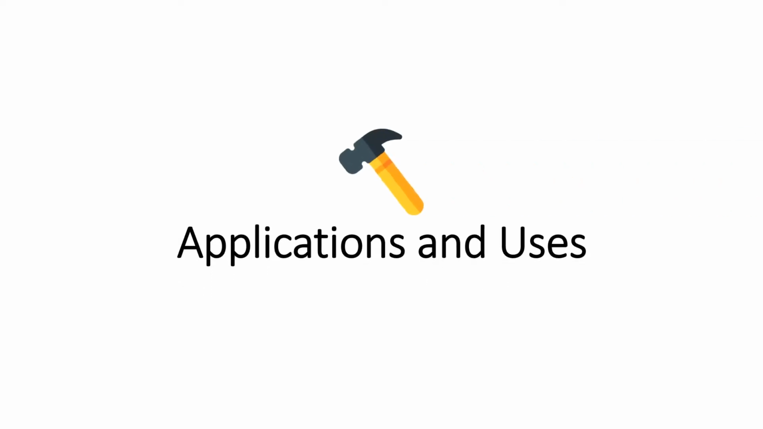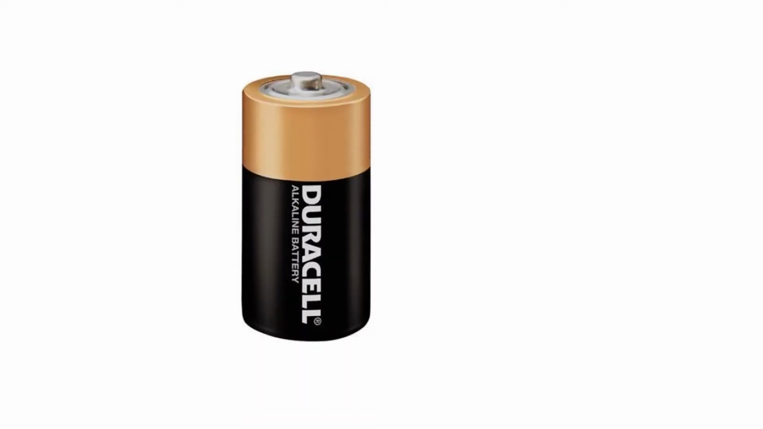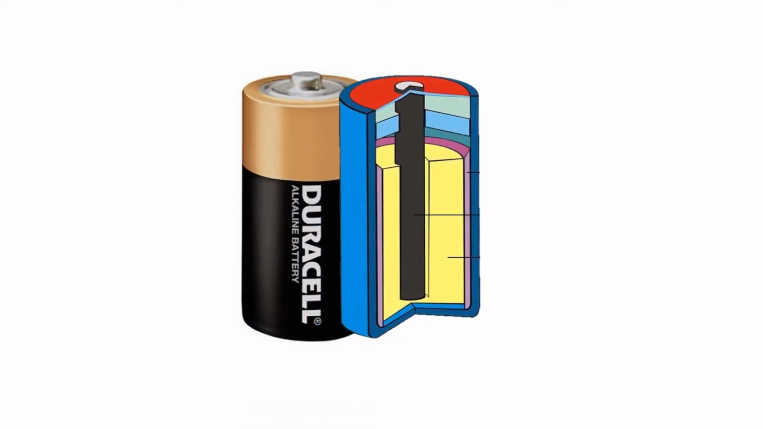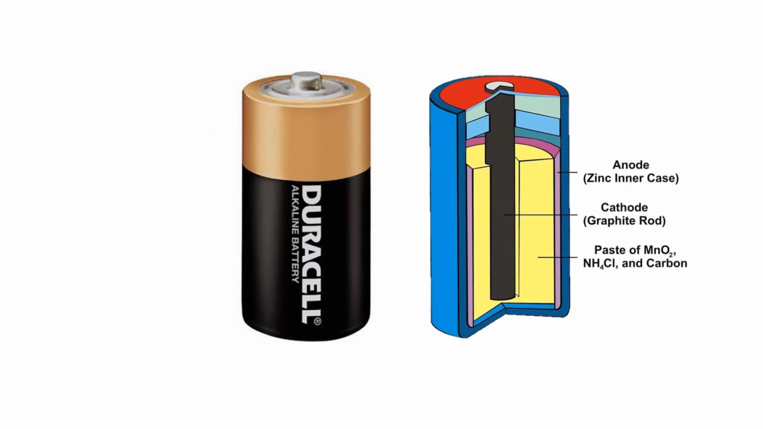So I'm here to discuss the applications and uses of electrochemistry. Electrochemistry actually has a number of different uses, but it is most well known for batteries. A battery is a device that stores chemical energy and makes it available in an electrical form.